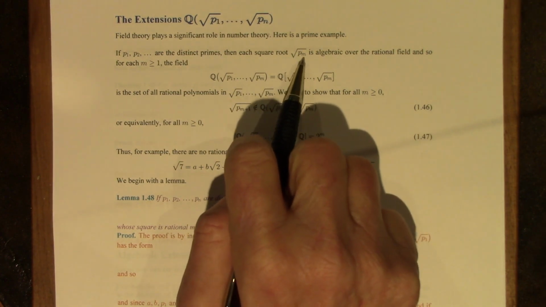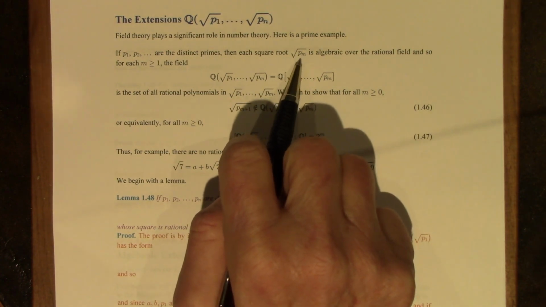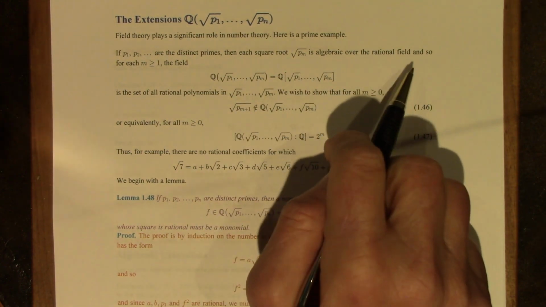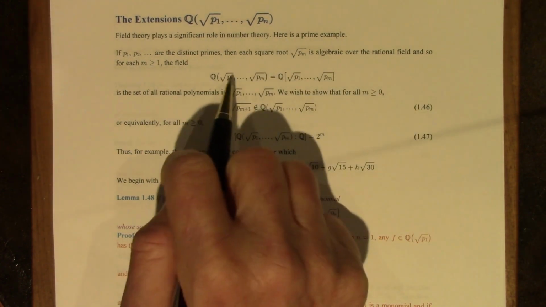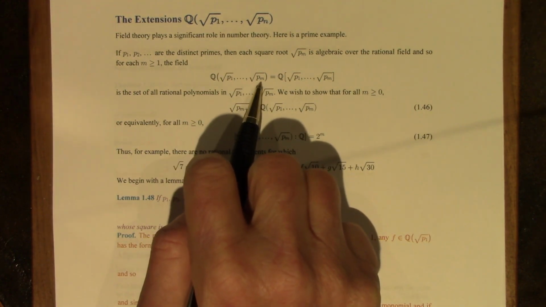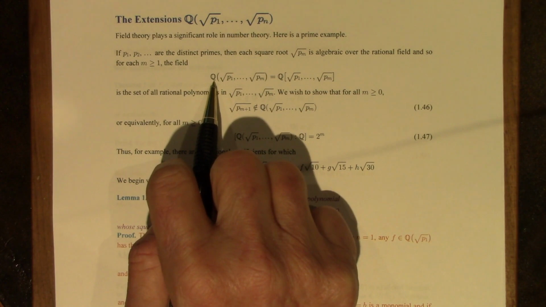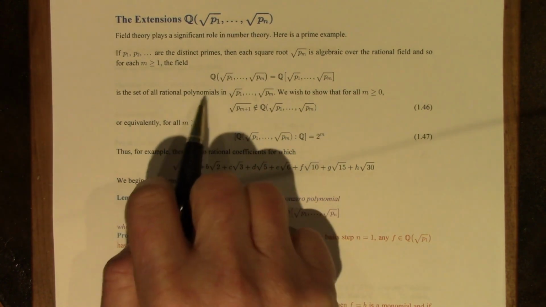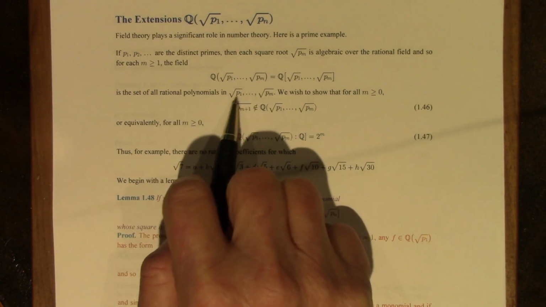Let P1, P2, and so on be the distinct primes, in any order, it doesn't matter. Then each square root of a prime is algebraic over the rational field, and so if we adjoin the square roots of several primes to the rational numbers, this set is just the set of rational polynomials in these square roots.